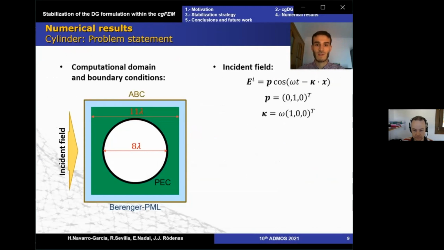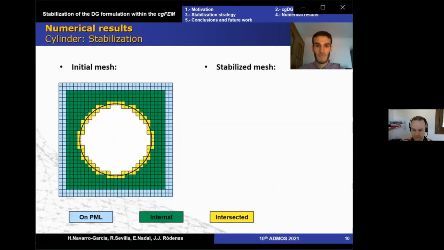We continue this presentation showing some numerical results. We study the scattering of a perfect electric conductor cylinder whose diameter is equal to 8 times the wavelength of the incident field. We use quite a coarse discretization of 12 nodes per wavelength and approximate the solution by a polynomial distribution of order.